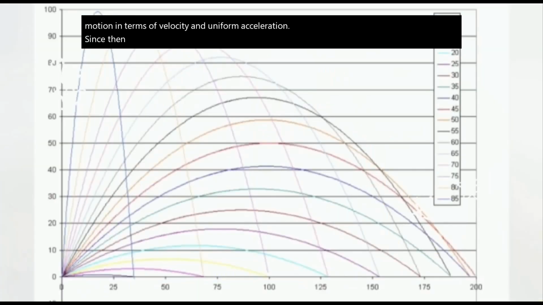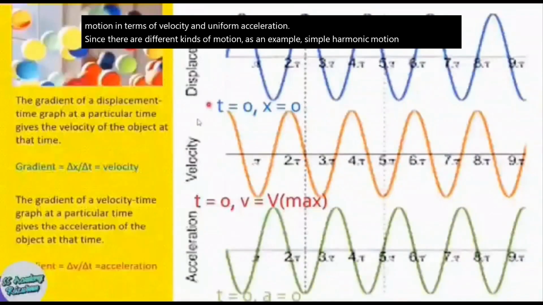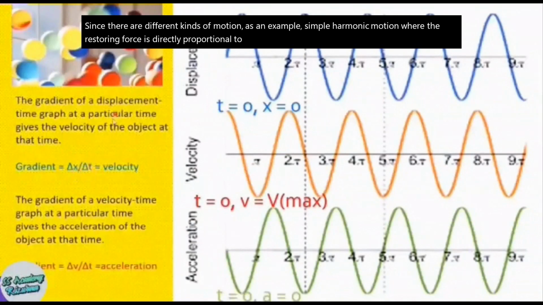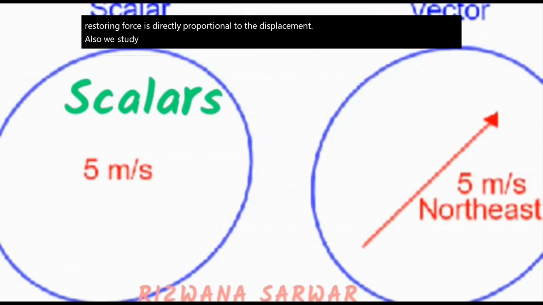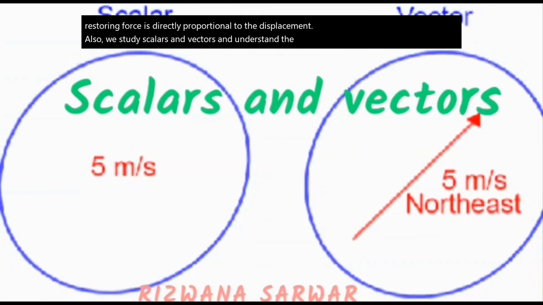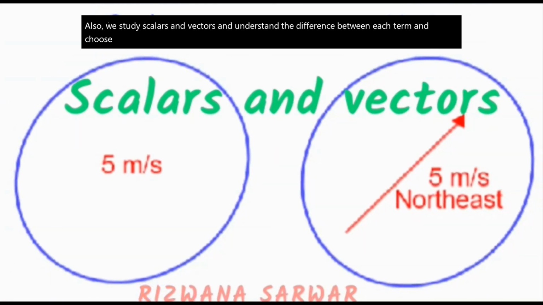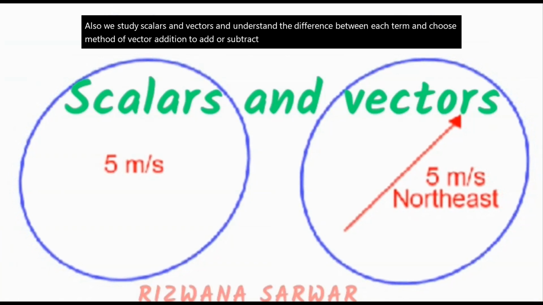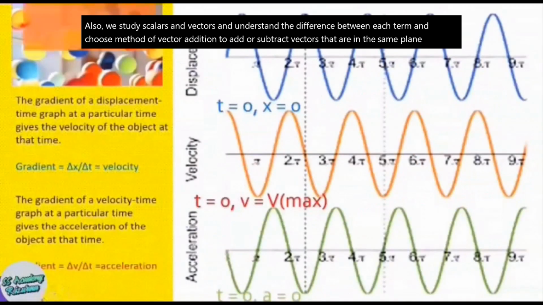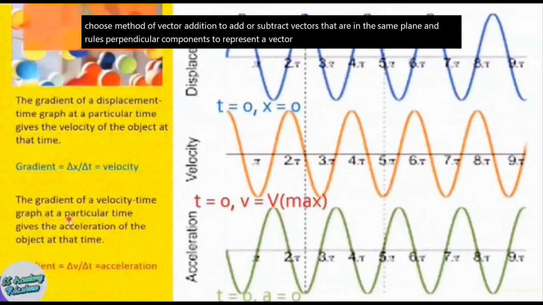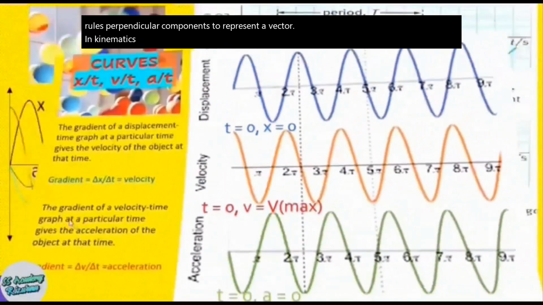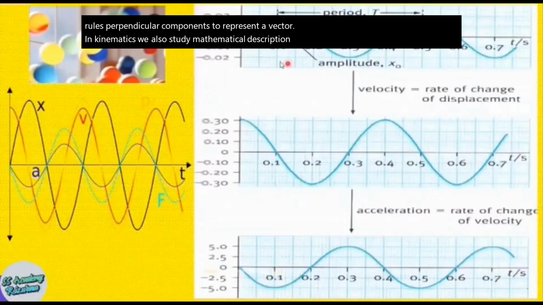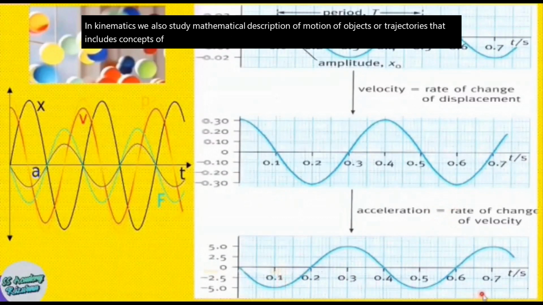Since there are different kinds of motion, as an example, simple harmonic motion, where the restoring force is directly proportional to the displacement. Also, we study scalars and vectors and understand the difference between each term and use the method of vector addition to add or subtract vectors that are in the same plane and use perpendicular components to represent a vector.